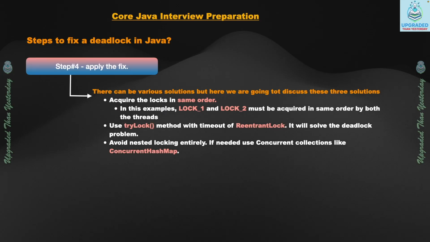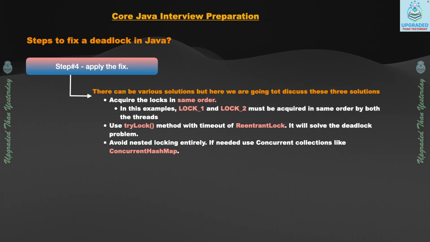Third fix. Not very relevant to this example, but we can use thread-safe collections like ConcurrentHashMap to avoid nested locking. These Java classes I have pushed to my GitHub repository. Please find the link in the description.